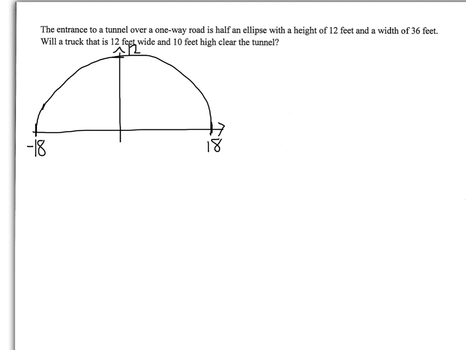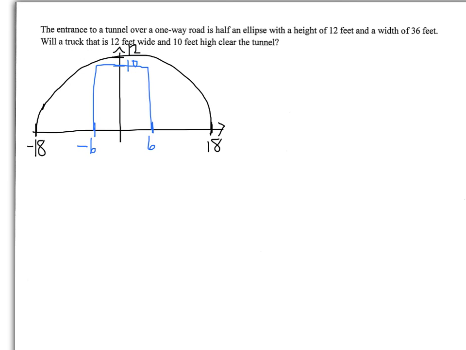I have to fit a truck 10 feet high, 12 feet wide into that tunnel. I'm going to center that truck right in the middle. It's 10 feet high, so the truck will be up here in the middle of the tunnel. And if it's 12 feet wide for my truck, that puts my truck 6 feet on either side in the middle of the tunnel. So we could say that this is at 6, that's at negative 6, and this is up at 10. So my truck in the middle of the tunnel might look something like that.